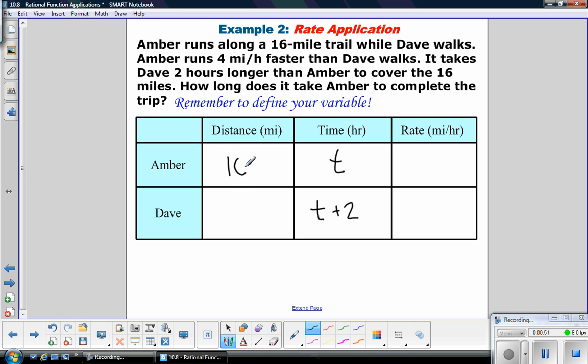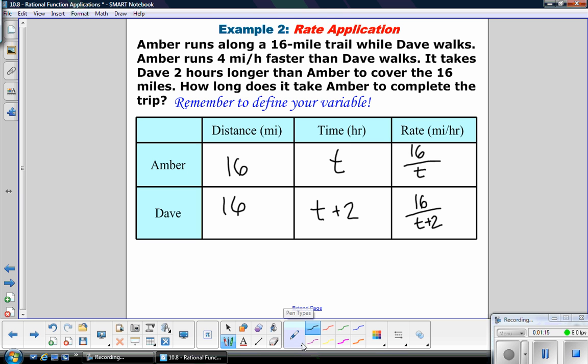The distance they both cover is 16. So their rates are 16 over t, and 16 over t plus 2, because distance divided by time gets you your rate, miles divided by hours.